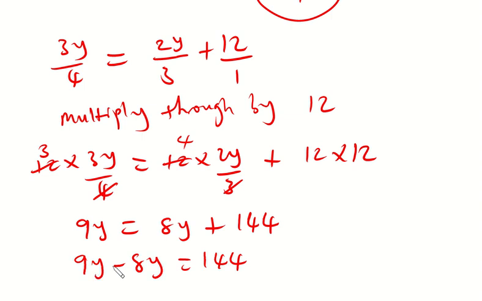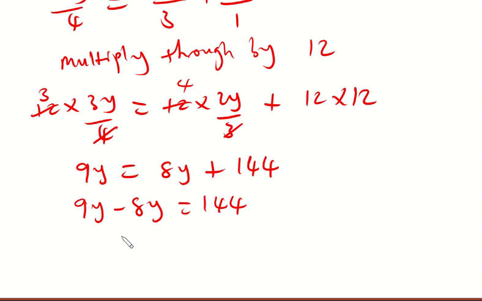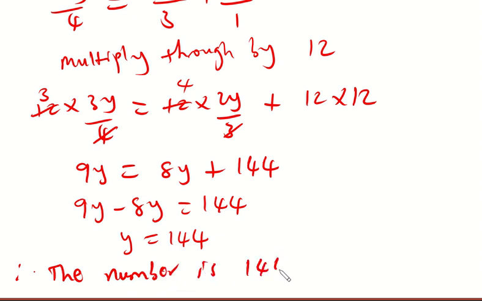Good. So what's 9y minus 8y? That will just be y. So your y is equal to 144. And so we can say the number is 144. The number is 144. And that is it. Very easy, very straightforward.